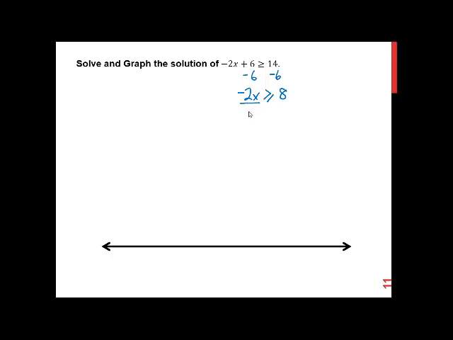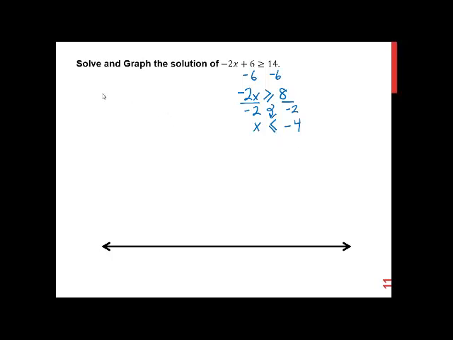Now we want to turn this into a 1x, so we'll divide both sides by negative 2. And when we do that, we end up with x, negative 4. But because we divided by a negative, we need to remember to turn this around. I like to do a little curly Q to say that not only did I flip it, but I did it on purpose. We end up with x is less than or equal to negative 4.